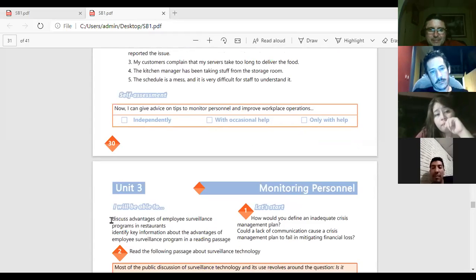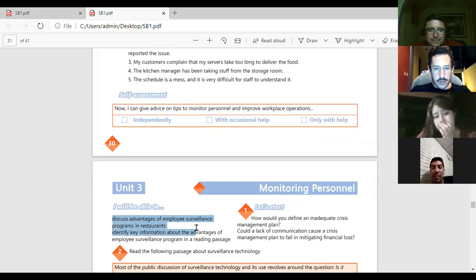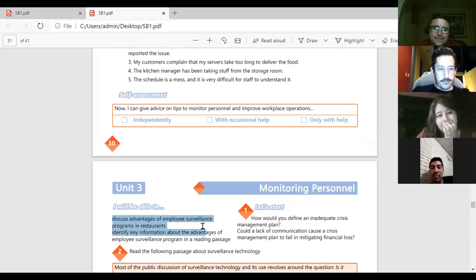Okay, go here. And this is the part we will discuss. Discuss advantages of employee surveillance programs in restaurants. So what are the advantages? Do you see the part that I highlighted? Yes, teacher. Okay, so that's going to be your discussion.